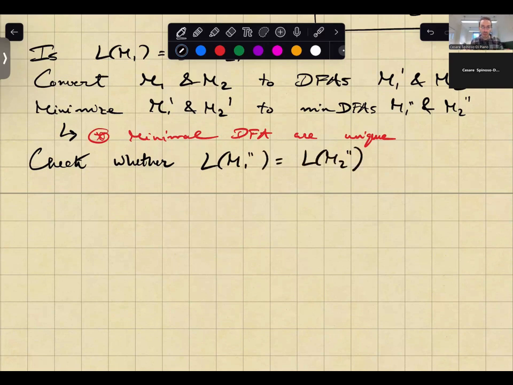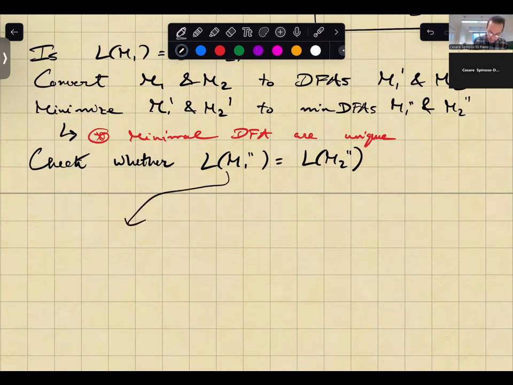And to do this, I don't have to go through each of the strings in sigma star and check whether when M1 accepts it, M2 also accepts it, when M1 prime prime accepts it, M2 prime prime also accepts it, and so on. I don't have to go through what would be an infinite loop. Instead, I can just look at the state transition diagram.